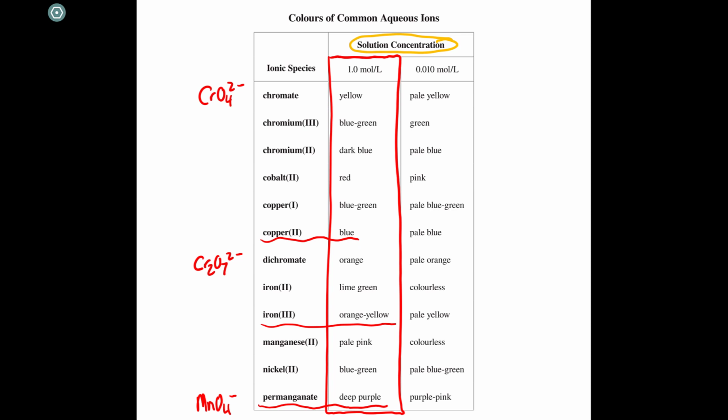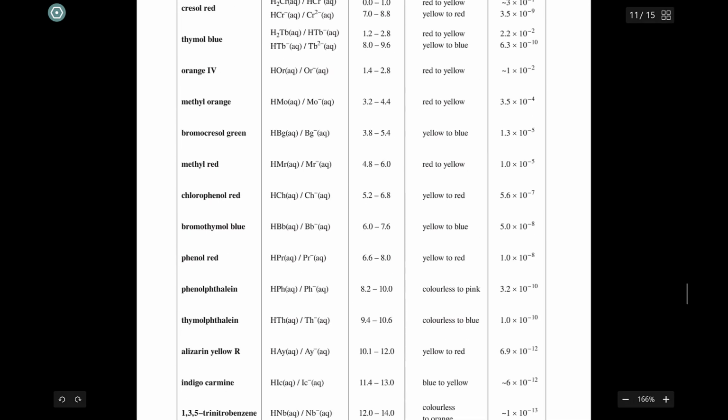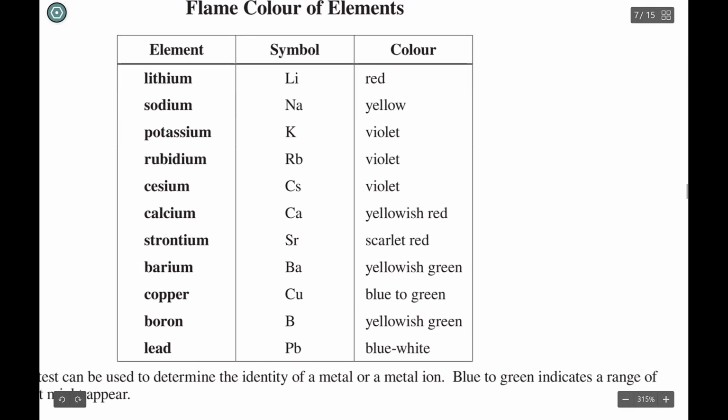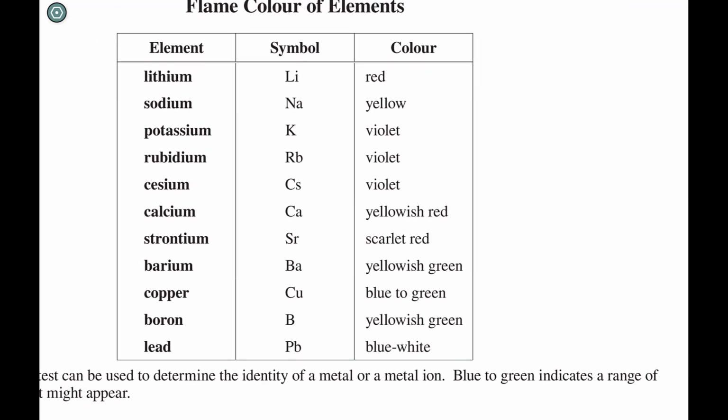Now the next type of test we're going to look at is a flame test. Now this table is for solutions, but this table is for flame colors. Now you can do flame color tests with solids. You can do it with, say, lithium chloride solid. I could put a little bit of lithium chloride solid on a metal wire, put it into a Bunsen burner flame and it will produce a beautiful red color.